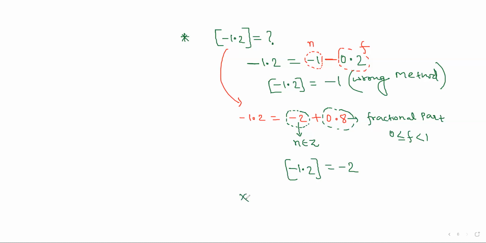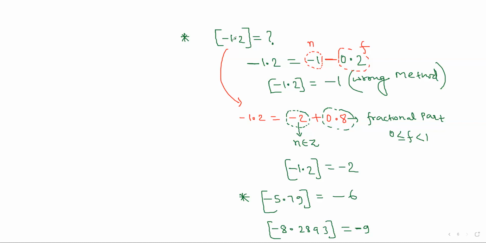Let's say we have to calculate the GIF of minus 5.79. Simply minus 6. Let's say minus 8.2893. What is its GIF? Simply minus 9. Got it? Yes, sir.